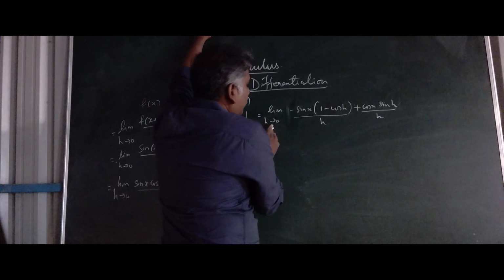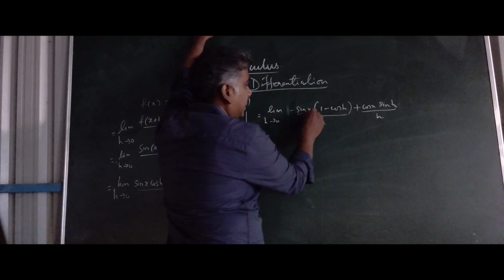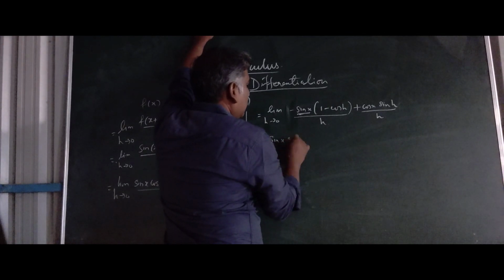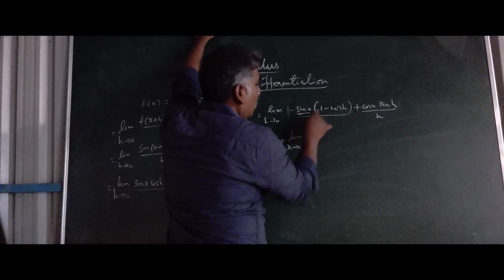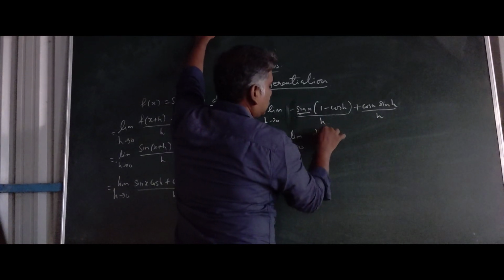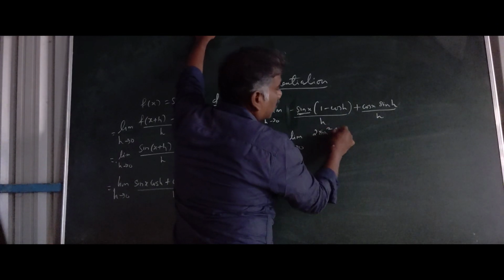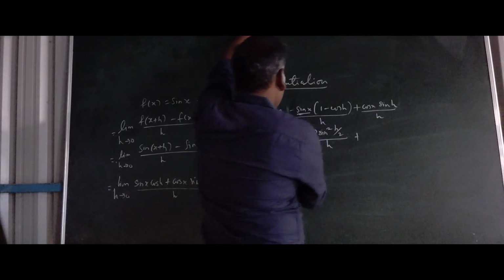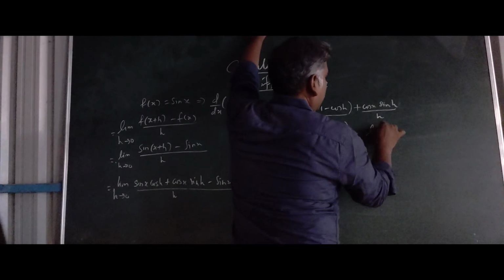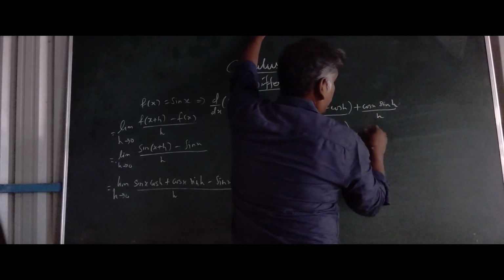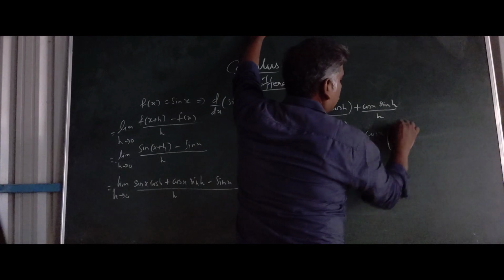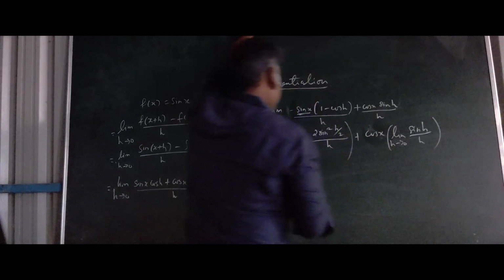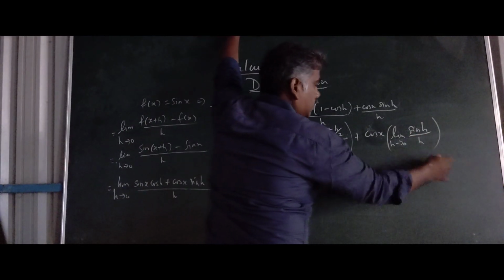Now we have functions with the variable h only, so sin x can be considered as a constant, and you take minus sin x out as a constant. Then limit h tends to 0, we know the formula 1 minus cos h equals 2 sin square h by 2, divided by h. And plus, you can give the limit to the other function separately. Before that take cos x outside, then you will have limit h tends to 0 of sin h by h. Here limit h tends to 0, sin h by h is equal to 1, so you will have only cos x.